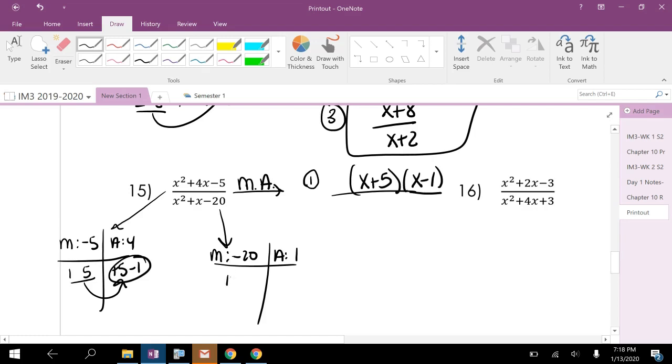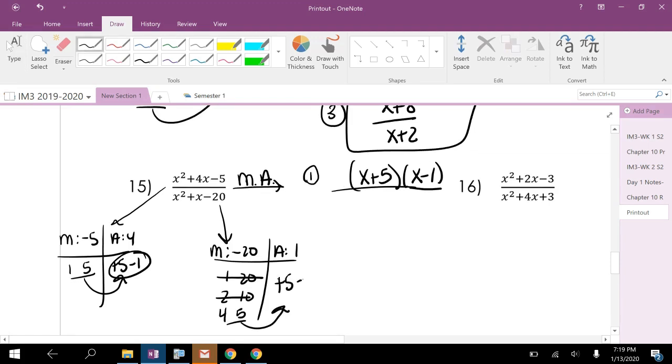This one, go in order. 20 divided by 1 gets me 20. Not going to work. 2 works. 2 and 10. Okay, doesn't add or subtract to get 1. 3 doesn't work. 4. 20 divided by 4 is 5. When I subtract these with a positive 5 and a negative 4, that's going to get me what satisfies what multiplies to negative 20 and adds to 1.